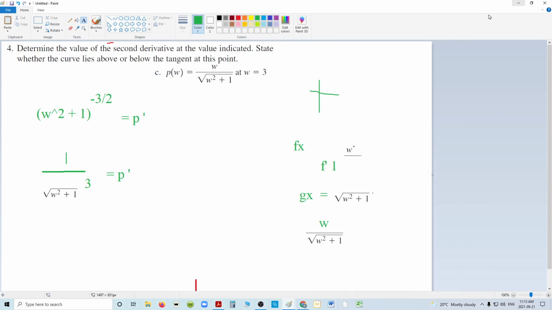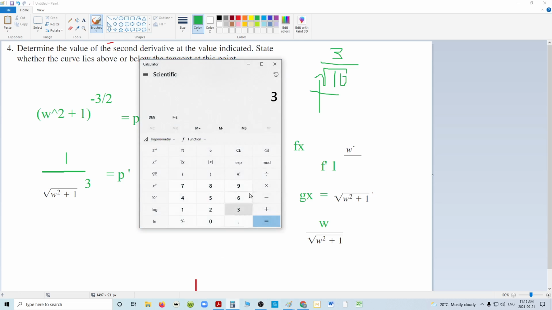Okay. First of all, let's see where the point 3 lies on this graph. I'm given 3 over the square root of 10, right? 3 squared plus 1. 3 divided by the square root of 10 is 3.11. Oh, that's not right. I forgot to hit equals. 3 divided by the square root of 10 is equal to 0.94444.